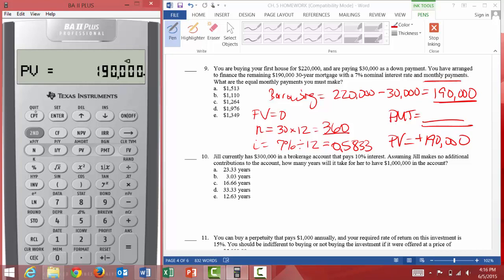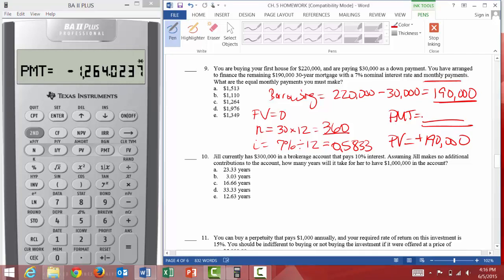as my present value because I'm borrowing that amount. And then I hit compute payment, and my monthly payment should be 1264.02. So 1264, well, they just rounded it. So 1264. Answer C for that one.